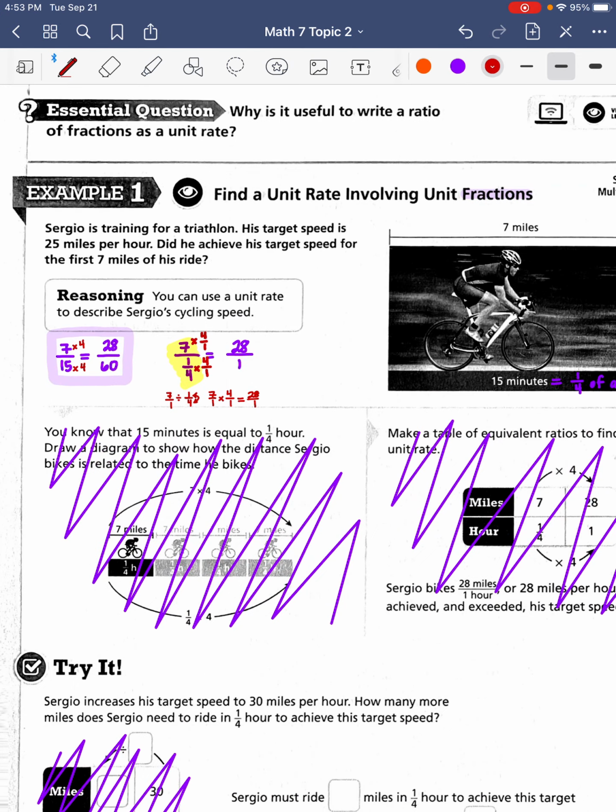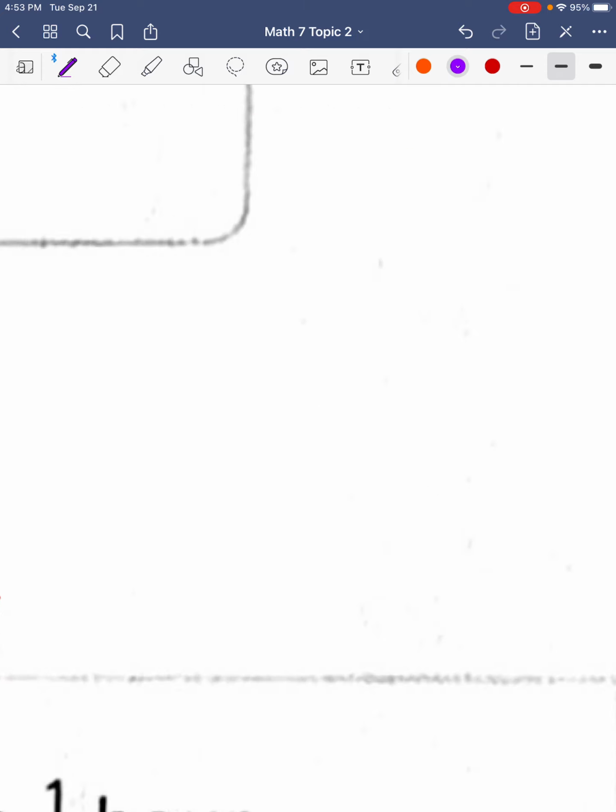But the question here is, did he achieve his target speed for the first 7 miles of his ride? Remember, he wanted to go 25 miles in an hour. And this tells us that he goes 28 miles in an hour. So yes, he achieves his target speed.